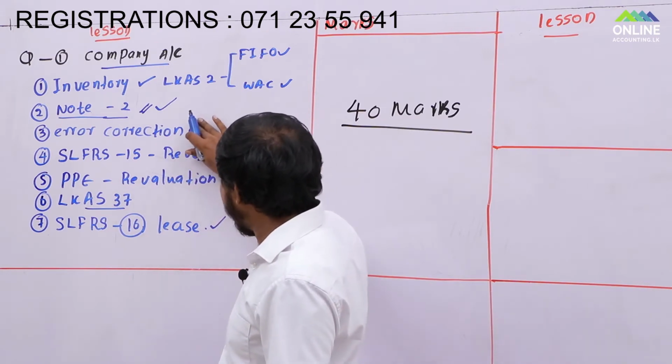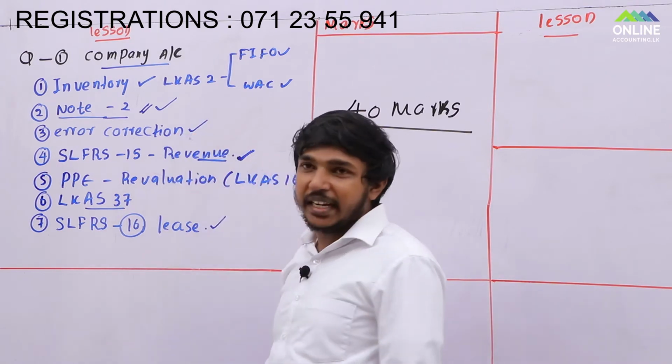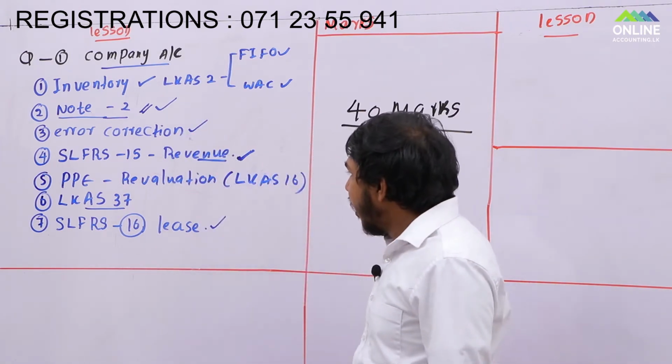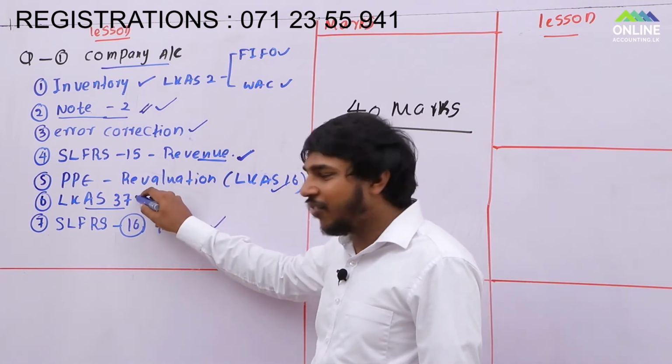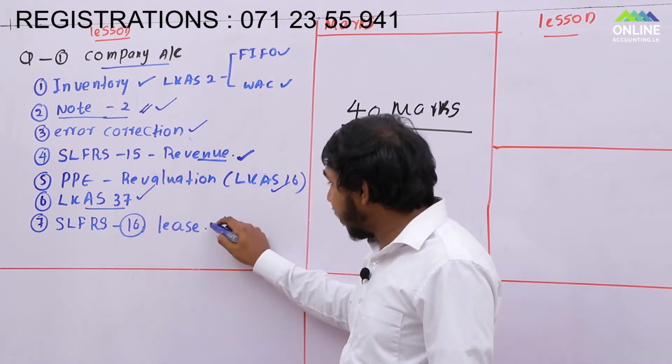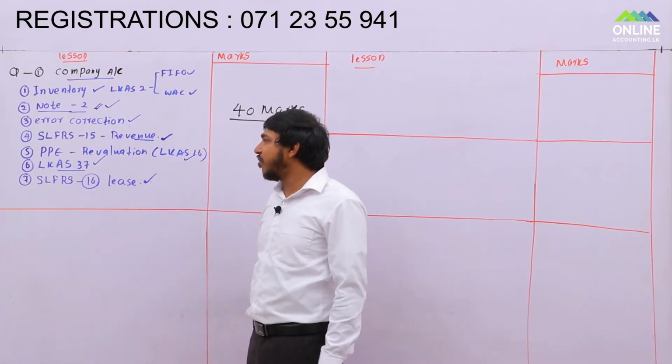So anyway, in error correction, that means in company accounts also, we have done some adjustments for the error corrections, right? Then PPE revaluation we have almost done in LKAS 16 and LKAS 37, it was in our company accounts package. SLFRS 16, it's a separate lesson we have released for you guys. You can watch the videos.